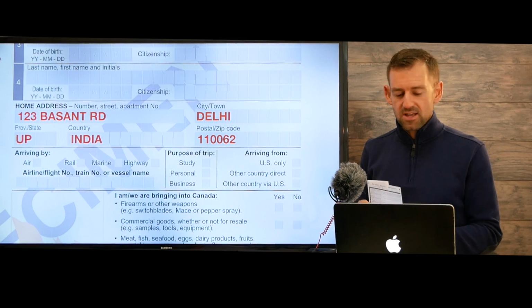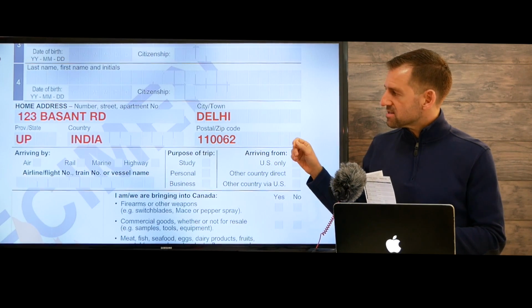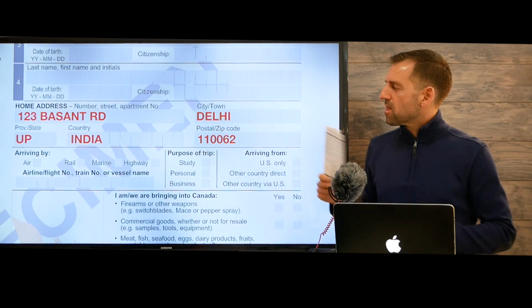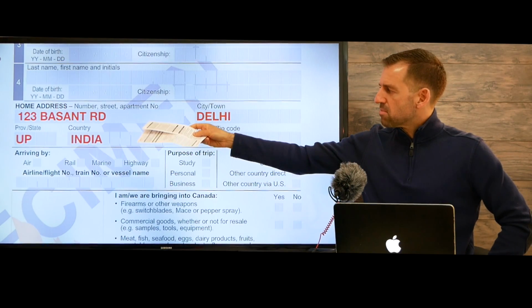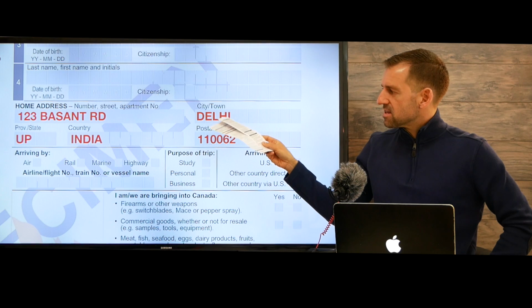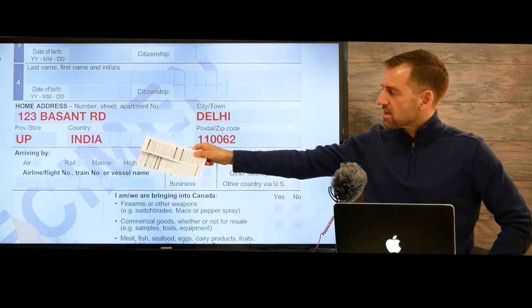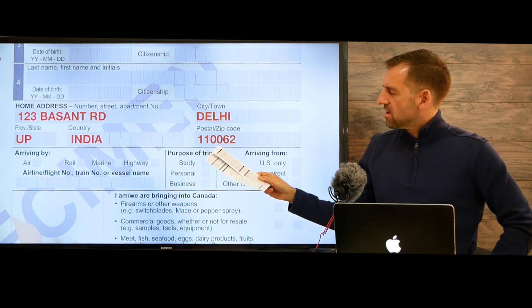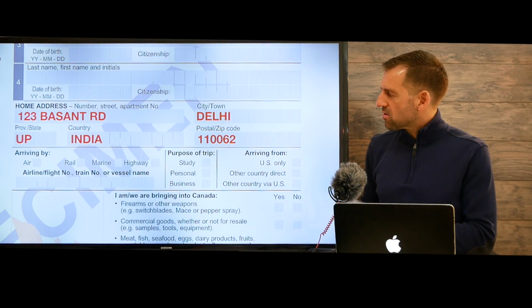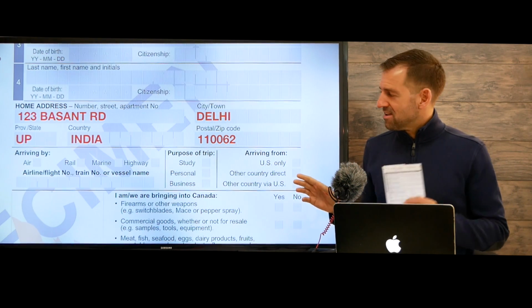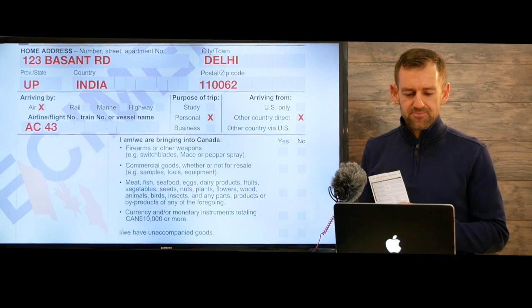The next bit is home address. Okay, so what's your home address? Raj lives at 123 Basant Road, Delhi. And the state is UP. And the country is India. His postal code is 110062. Okay, super easy. Let's go to the next part.